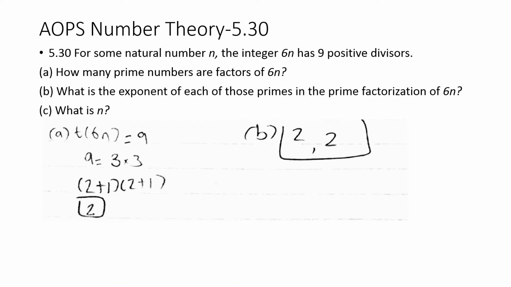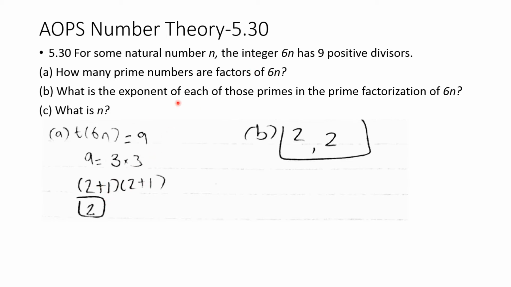AOPS number theory 5.30. For some natural number n, the integer 6n has 9 positive divisors. A. How many prime divisors are factors of 6n? So the number of divisors of 6n is equal to 9 because it has 9 positive divisors. And 9 is equal to 3 times 3. And it's also equal to 1 times 9, but that won't work. So 3 times 3 is 2 plus 1 times 2 plus 1, which means there are 2 prime numbers that are factors of 6n.